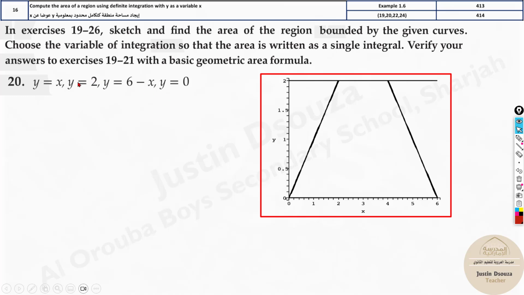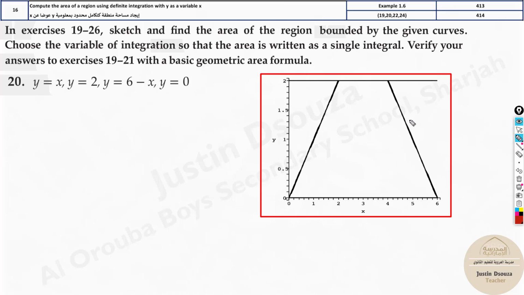You need to draw rough sketches of graphs and then you need to convert. See now, y is equal to x. What does this mean? It's a 45-degree line. Then y is equal to 2. It's a straight line at y equals 2. Y is equal to 6 minus x. So wherever 6 is there, this is 2. So 6 is above. We draw a line downwards. So this is 6 minus x. And y is equal to 0. So whatever is formed, that is a trapezoid over here.